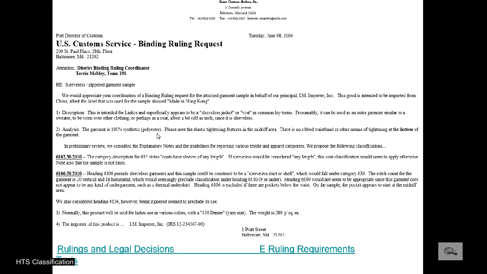CBP has a program to provide free binding rulings primarily to importers. This is an example of the binding ruling request. No specific format is required, but the more information to aid CBP to make a determination, the better. In lieu of the hard copy version, rulings can now be applied for online. The response can take CBP up to 30 days.